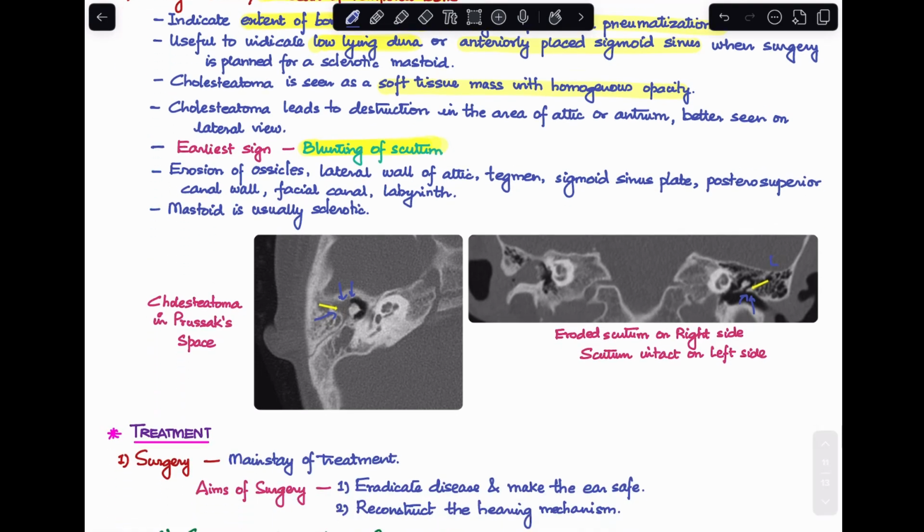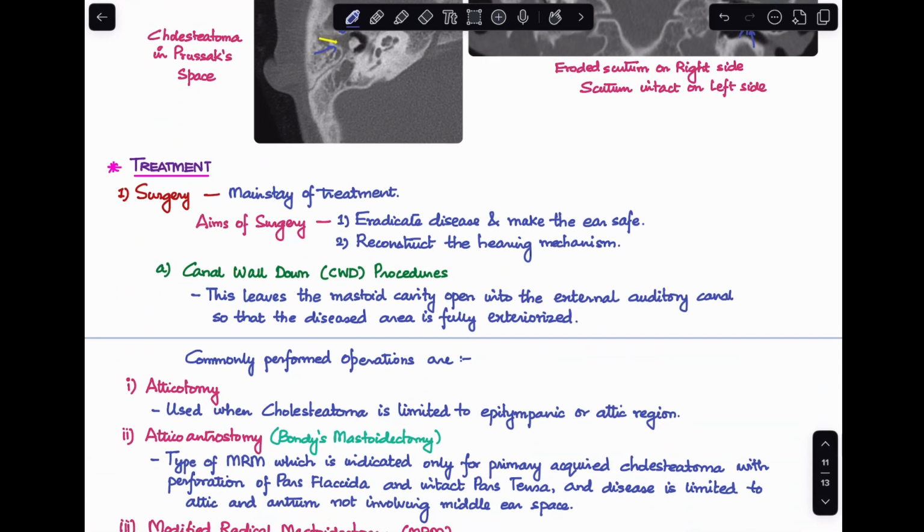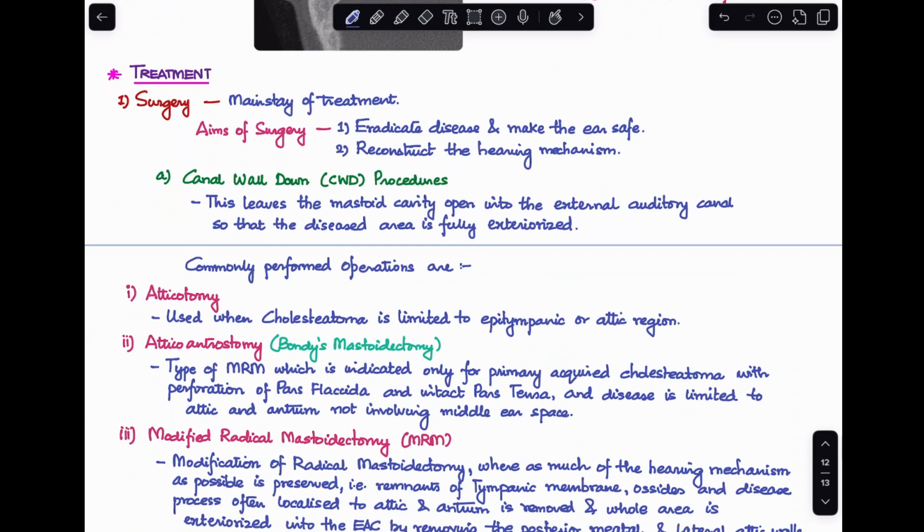Coming to the last part of the discussion today, we'll discuss the treatment of atticoantral disease. So here there is no role of conservative treatment at all. We'll discuss in what cases we can use conservative treatment, but first let's discuss the mainstay of treatment, which is surgery.